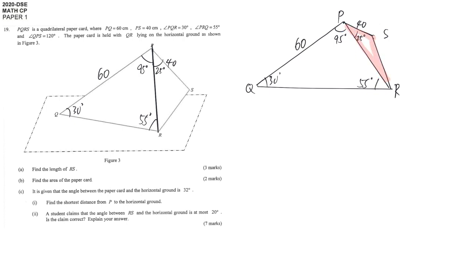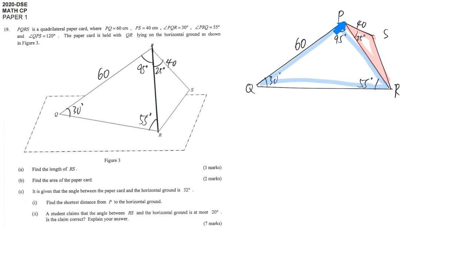But it seems that the information is not really enough. We only have one angle together with one side. So we better look at another triangle first. In this triangle, we have all the angles and also one side, so it's enough for us to get all the lengths here if we want.